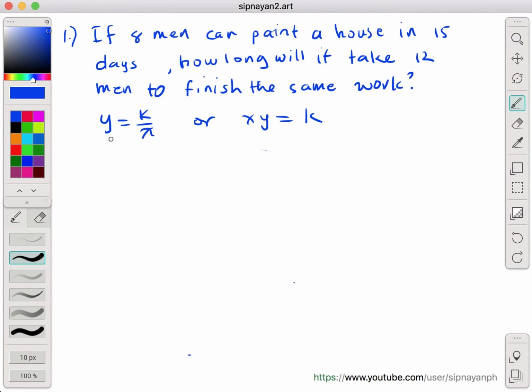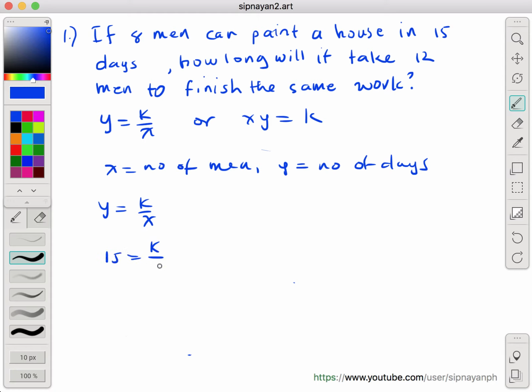Okay, so using the given, no, if we let x be equal to the number of men and y be equal to the number of days, then we have y equals k over x. And yung y natin is 15, di ba? Kasi yung number of days natin, 15 equals k over x, number of men. So 8 siya.